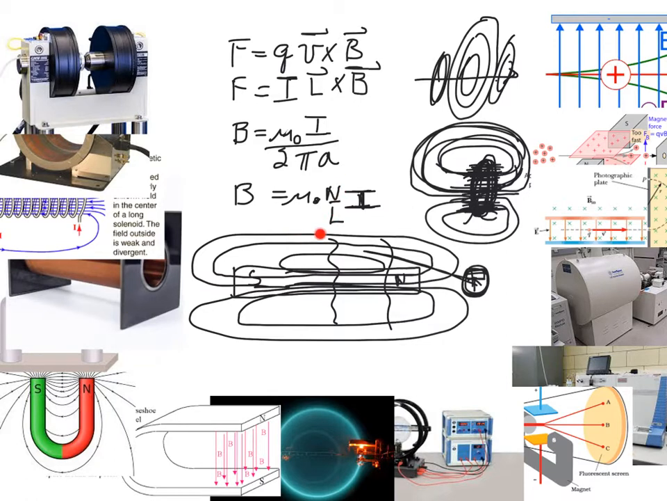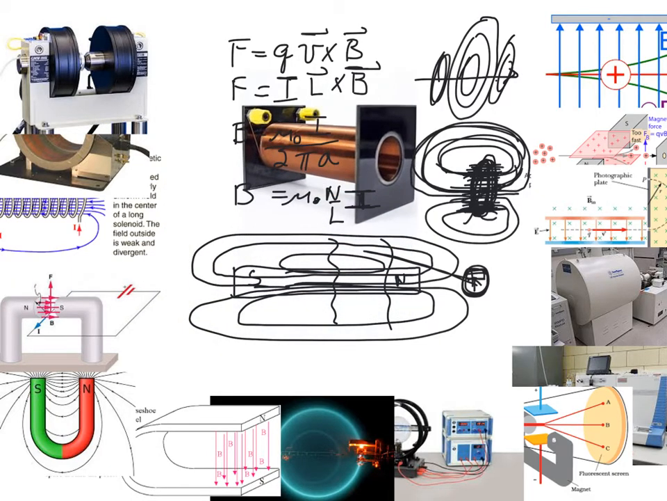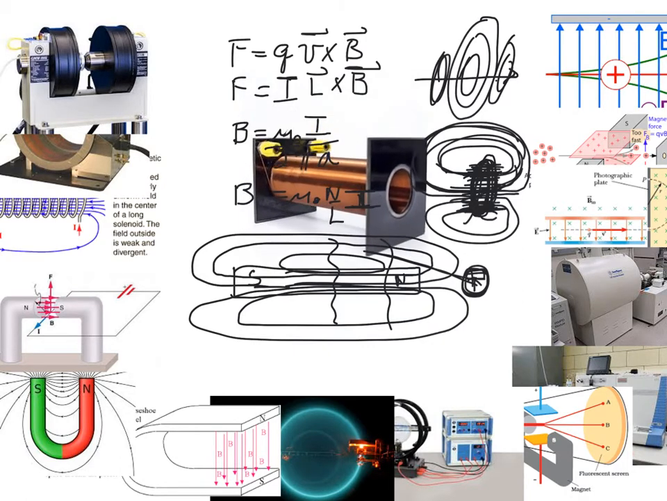If you have a lot of windings and they're spread out, it will be a weaker field than if you have a lot of windings in a small amount of length. So mu naught is the constant. It depends on the current and the winding density of the coil. And what you should know, because it comes up in all these problems, is that when you are inside a coil, the field inside that coil is uniform.